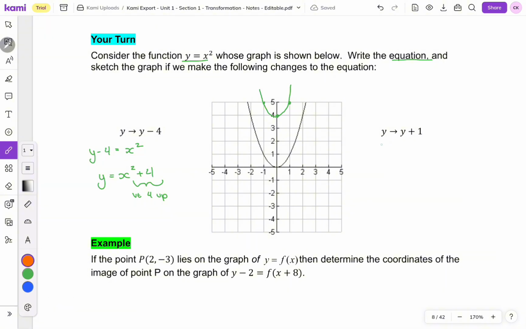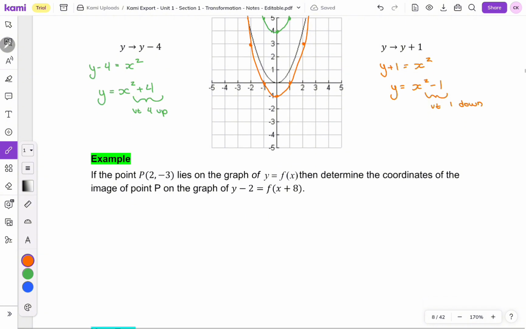And this side says replace y with y plus 1. So again, we're replacing the y with y plus 1. Get y by itself. So this one says vertical translation 1 down. So take all your points and move them 1 down. So we get our new graph. So vertical translations are nice because there's no lying.